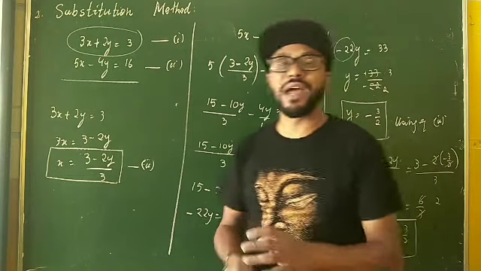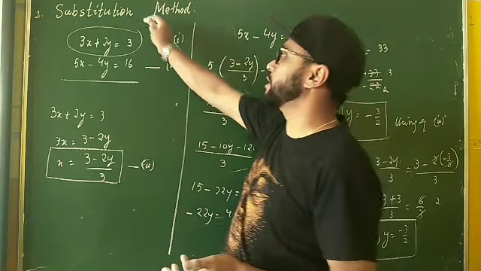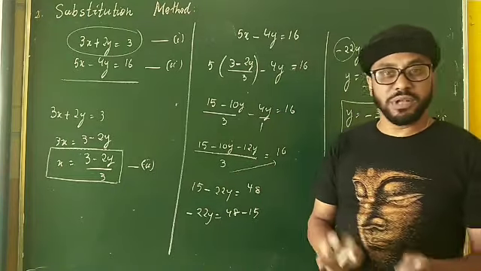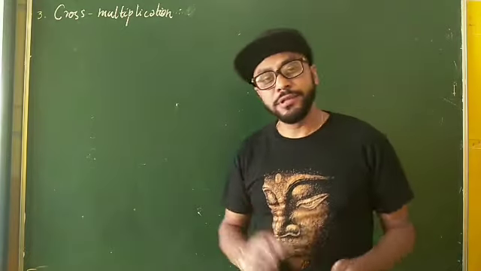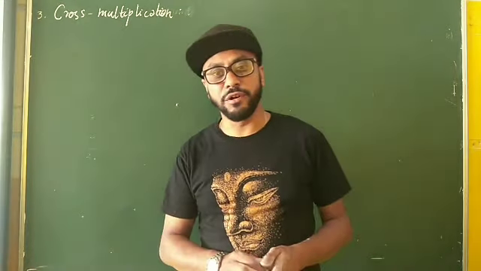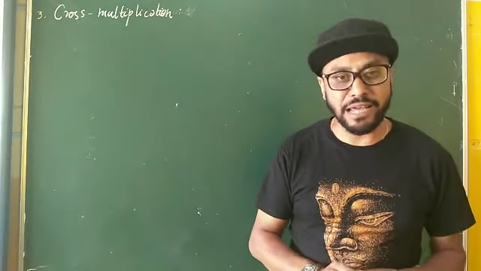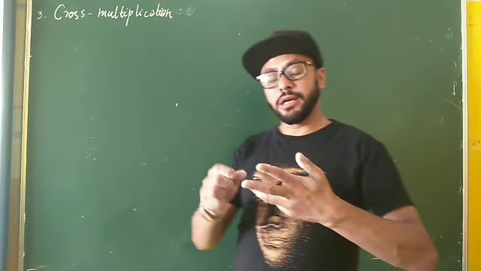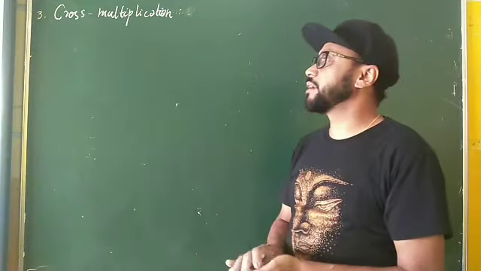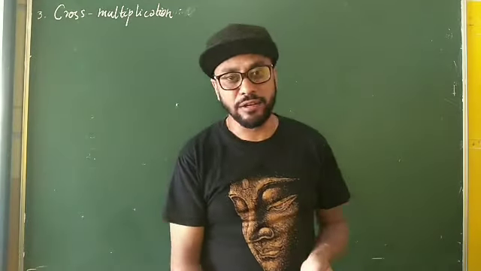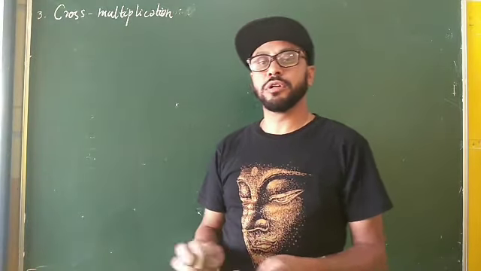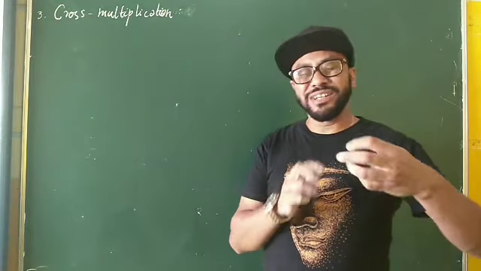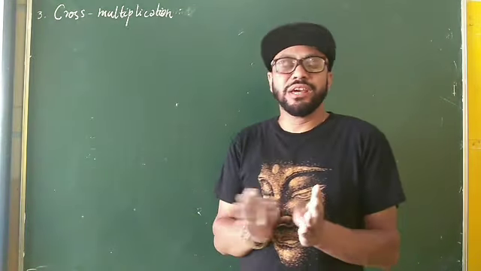So this is how we find the value of the variables by using the substitution method. Now let's discuss the third method, the cross multiplication method, which is there in class 9. Till class 8 we have elimination and substitution, but this cross multiplication method is in class 9. And in last year's board exam, a question related to cross multiplication came. So don't skip any method. You never know.